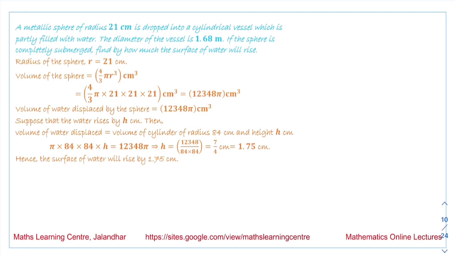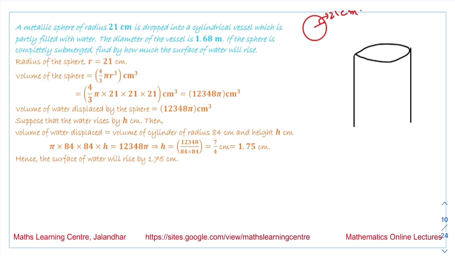Now next we are given that a metallic sphere of radius 21 centimeter. So we are saying a sphere is there whose radius is 21 centimeter, and a cylindrical vessel is there. Suppose this is the cylindrical vessel, and this vessel is partly filled with water. Partly filled with water means that water is up to, suppose, say this level, and this sphere is submerged completely in this vessel. This sphere is over here.